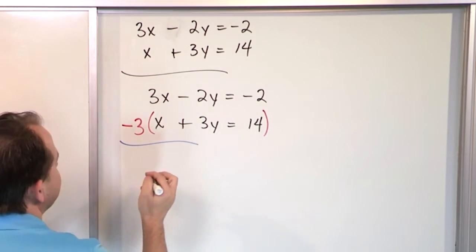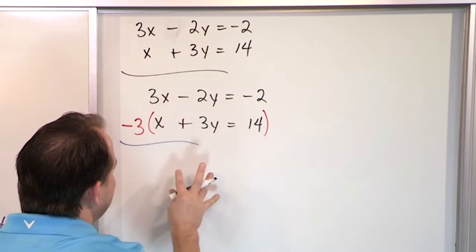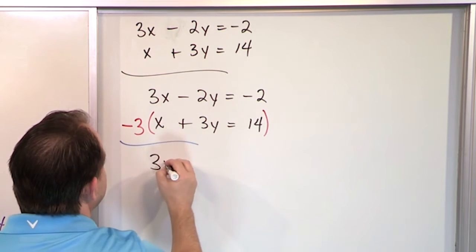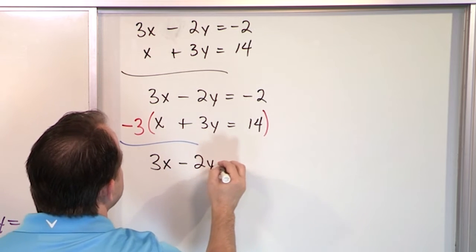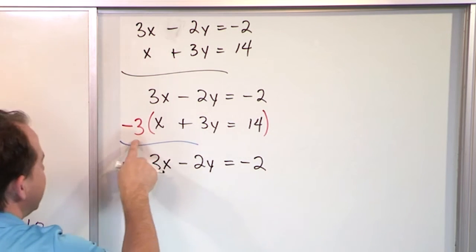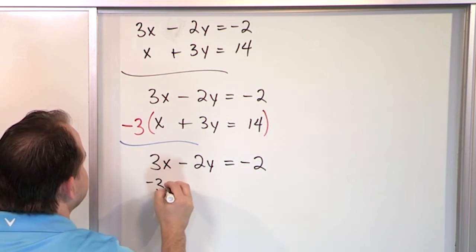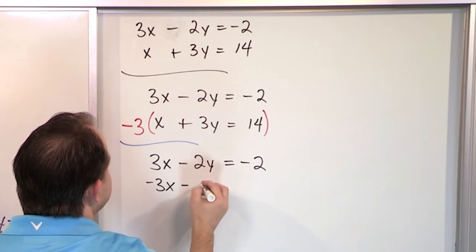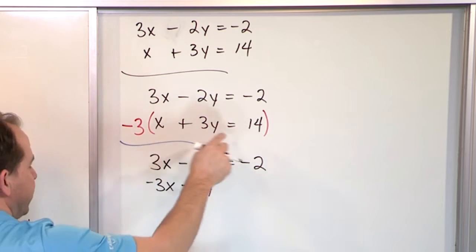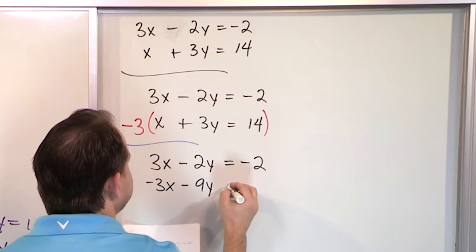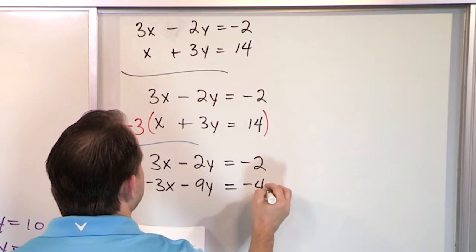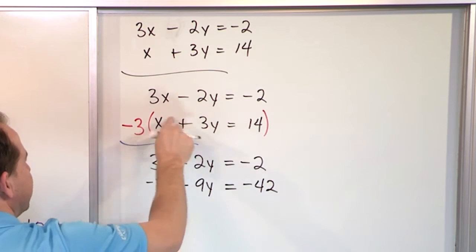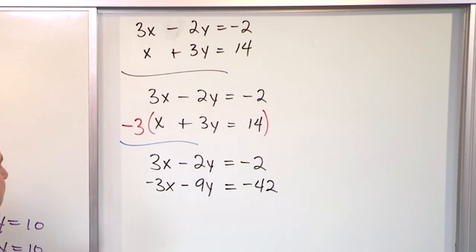Now what I want you to do is rewrite the system every time you make any modifications to it. The top equation, we didn't change it at all: minus 2y is negative 2. But the bottom equation: negative 3 times x is negative 3x. Negative 3 times positive 3 gives you negative 9y. And negative 3 times the 14 gives you negative 42. So negative 3 times this, negative 3 times this, negative 3 times this. You have to do it to every term so that the second equation remains balanced.